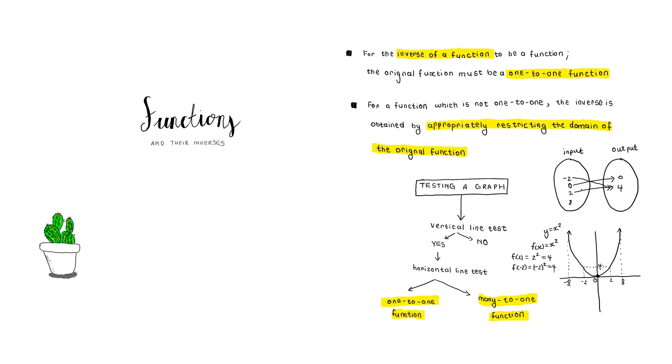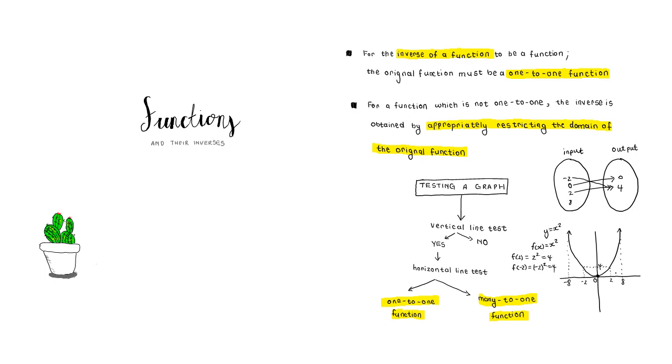Then this is what confuses learners. They ask, but doesn't this mean that we don't have a function? No, we still do have a function. Notice that minus 2 and 2 are not the same number.